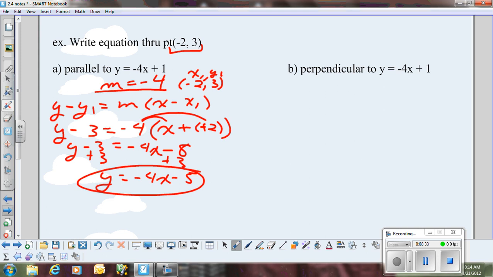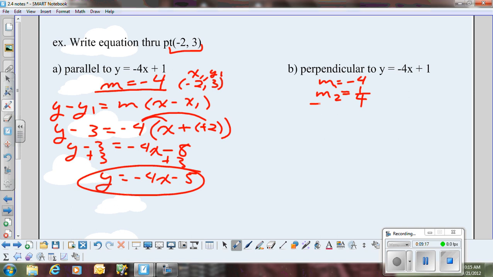Now this is the same equation, y equals -4x plus 1, but the difference is I want to write the equation of a line through the point -2, 3 that is perpendicular to that. So it's going to be a 1 over 4 slope. It's going to be a positive 1 over 4. My slope on my original equation is still the same. I'm going to call that m1. The slope of my perpendicular line has to be opposite sign, so it's going to be positive, and a reciprocal, so it's going to be 1 over 4. Everybody remember that?